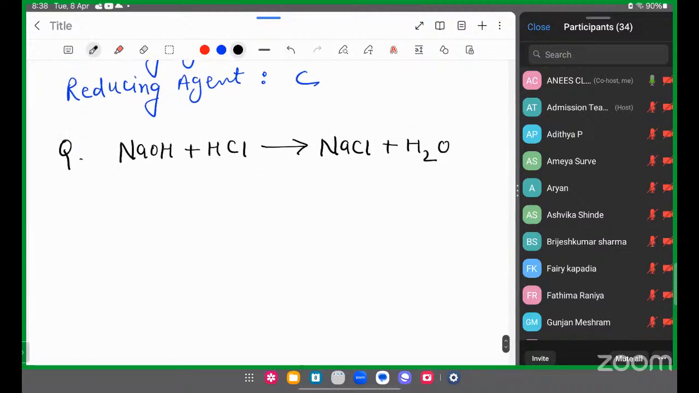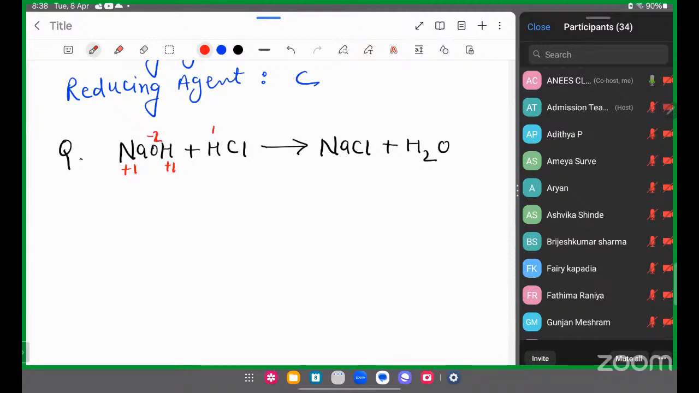If there is a question like check whether the given reaction is redox reaction or not, what you have to do is that solve it using oxidation number theory. For that you have to find out oxidation number. So in case of NaOH, sodium is +1, hydroxide is OH minus. And if you will go in detail in OH minus, H will be +1, O will be -2.